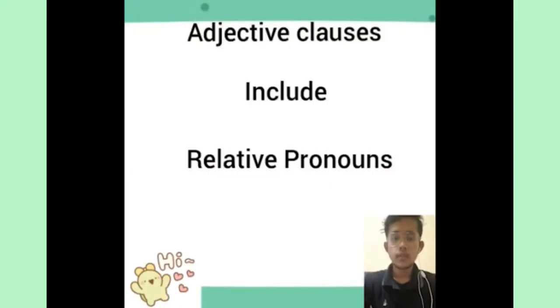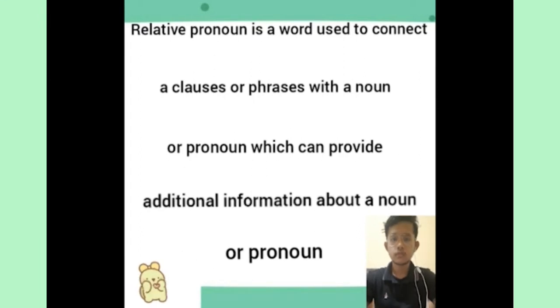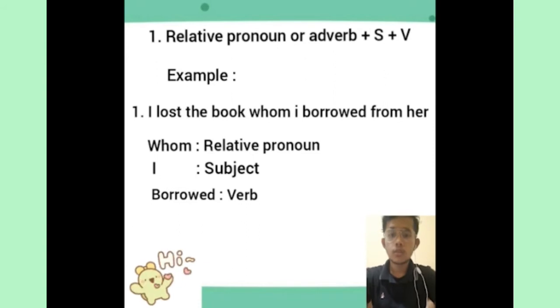Today I want to present the general formula of adjective clauses with who and whom. Adjective clauses include relative pronouns. A relative pronoun is a word used to connect a clause or phrase with a noun or pronoun, which can provide additional information about a noun or pronoun. One: relative pronoun or adverb plus subject plus verb.